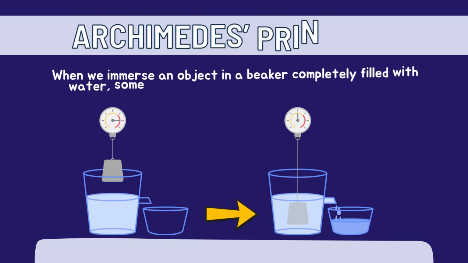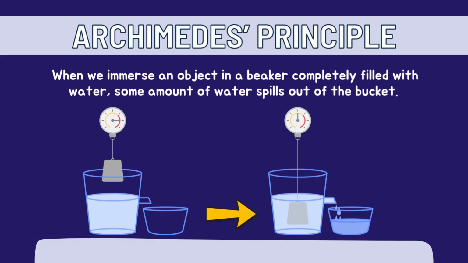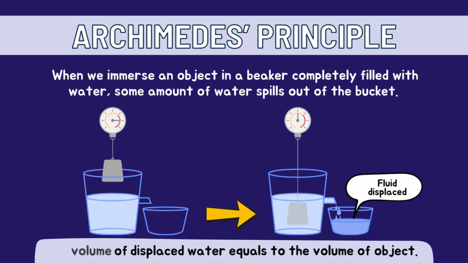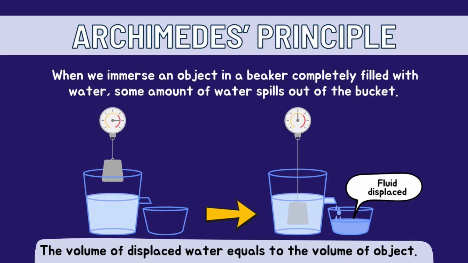When an object is immersed into a container that is completely filled with water, some of the water spills out of the container. This spilled water is called the displaced fluid. An important concept here is that the volume of fluid displaced is equal to the volume of the object. This idea is very useful when dealing with objects that have irregular shapes.